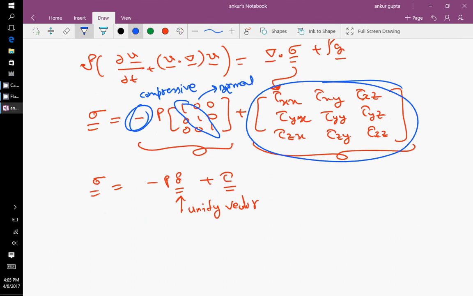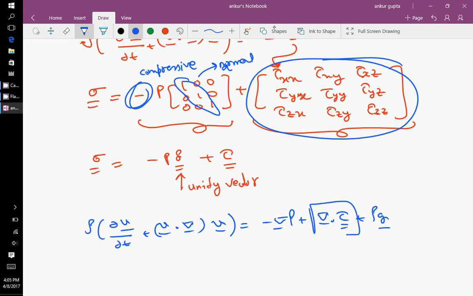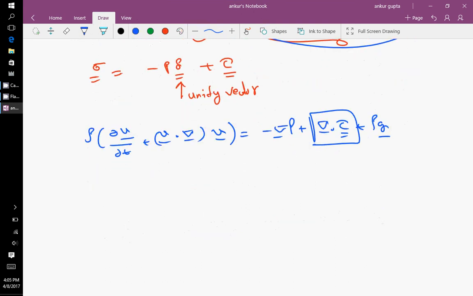So if we substitute this in the equation above, we will get something like minus grad p plus del dot tau plus rho g vector. Okay. Now this del dot tau vector can be further broken down, and to do that you can write that tau is actually 2 mu gamma, where mu is the viscosity and this gamma vector is the strain rate tensor.